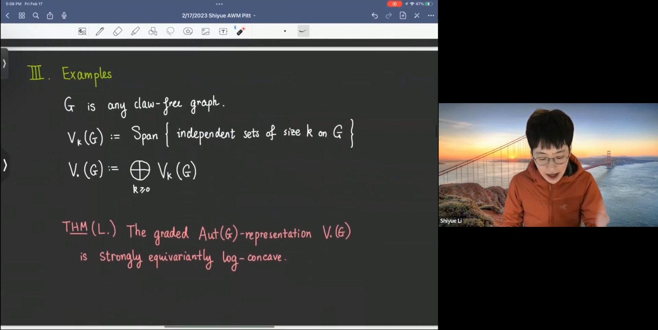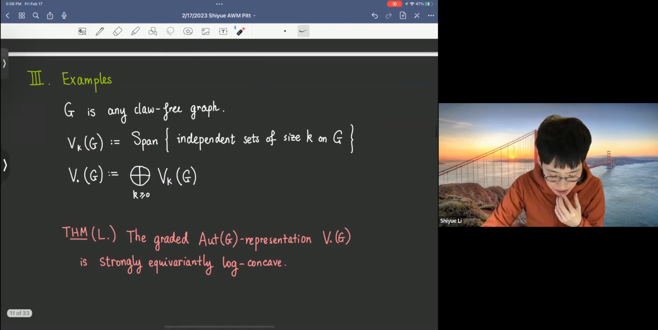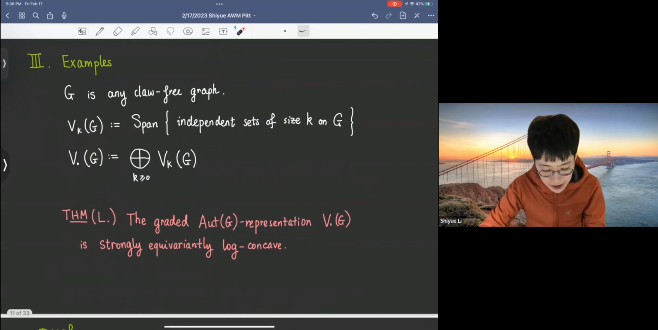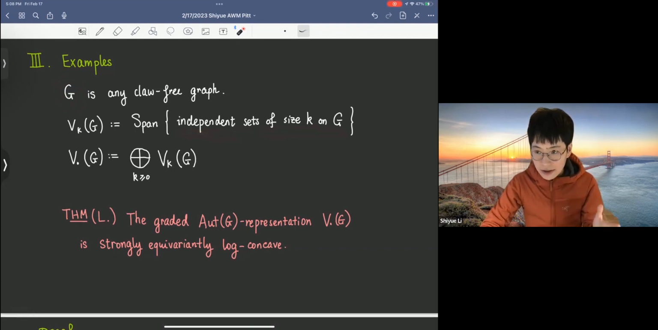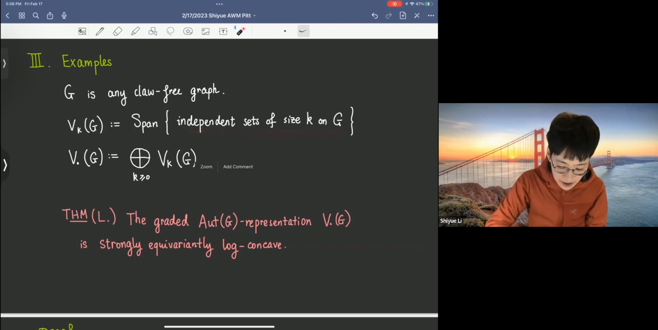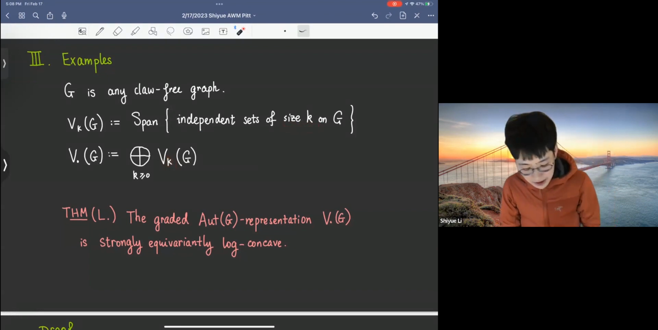So, okay, that is my pitch for equivariant log concavity, the notion thereof. Let me tell you briefly an example. We have seen this claw-free graph example. Where G is a claw-free graph, you look at the sets of vertices that are non-adjacent to each other that have size K, and you collect those and span a vector space over your favorite field using those sets. And this naturally admits a grading given by the size of these independent sets.